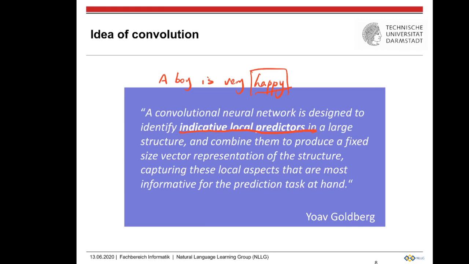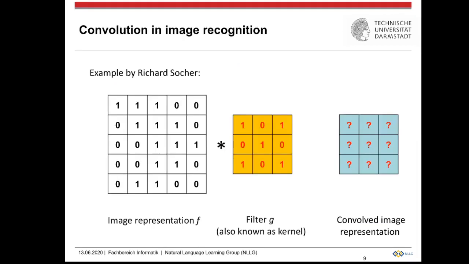If we apply convolutional neural networks, we can easily identify such keywords like happy as predictors. Let's have a look at the convolution operation, which was initially applied to images. For example, on the left side, we have an input image with binary values, and one needs to extract the indicative predictors, which we call the convolved features, as we can see on the right side.